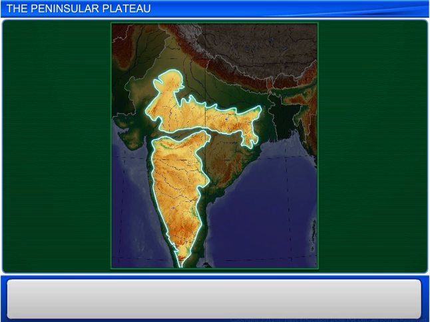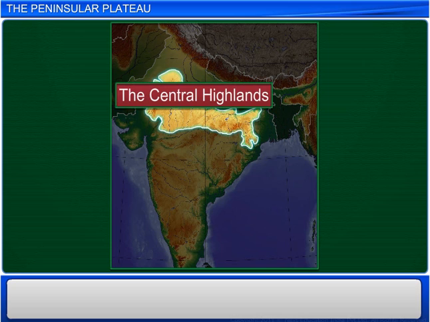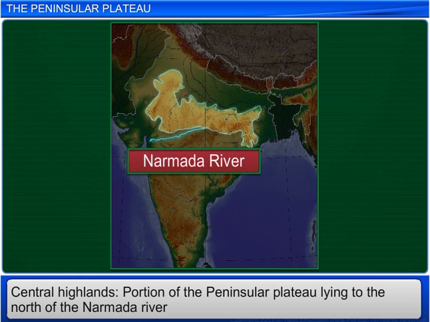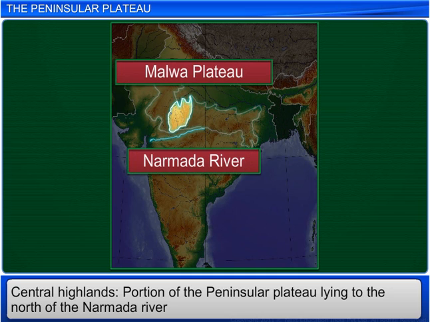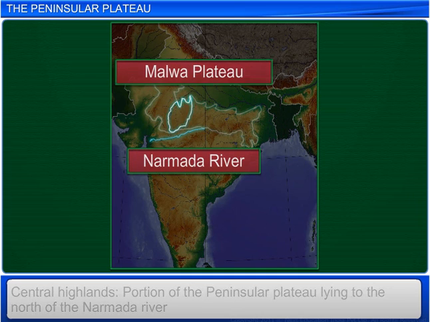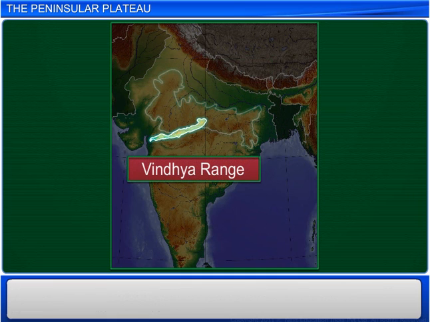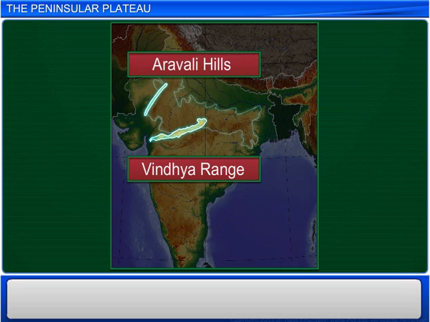Let's check out these areas on the map. The Central Highlands refer to the portion of the Peninsular Plateau that lies to the north of the Narmada River. It covers a majority of the Malwa Plateau. The Vindhya Range forms the boundary of the Central Highlands on the south. The Aravallis form the northwestern boundary of these highlands.